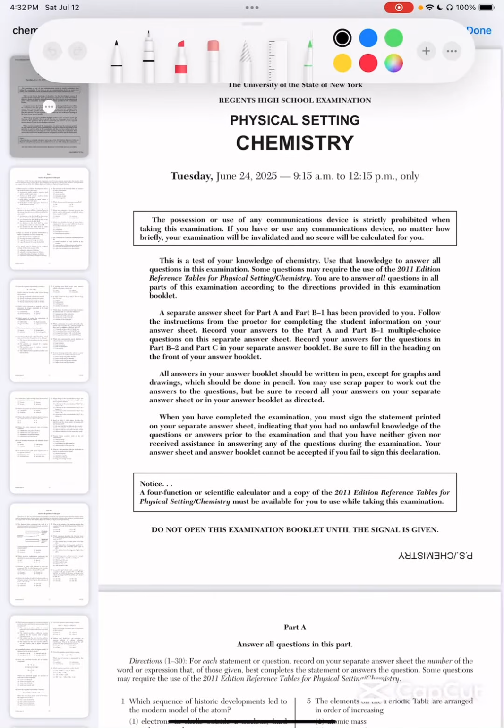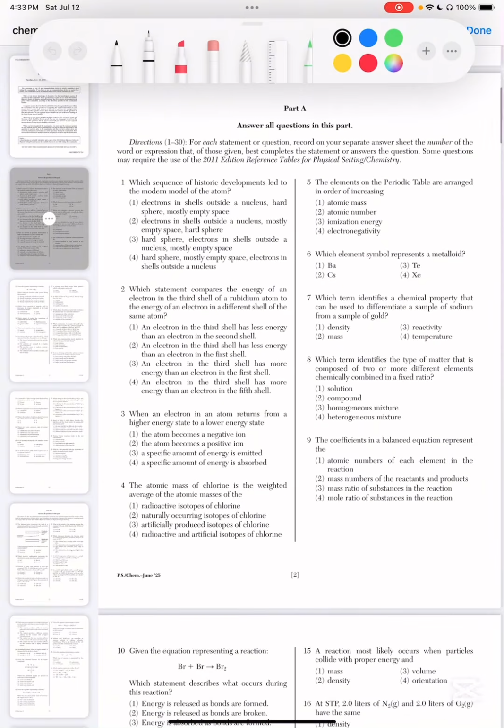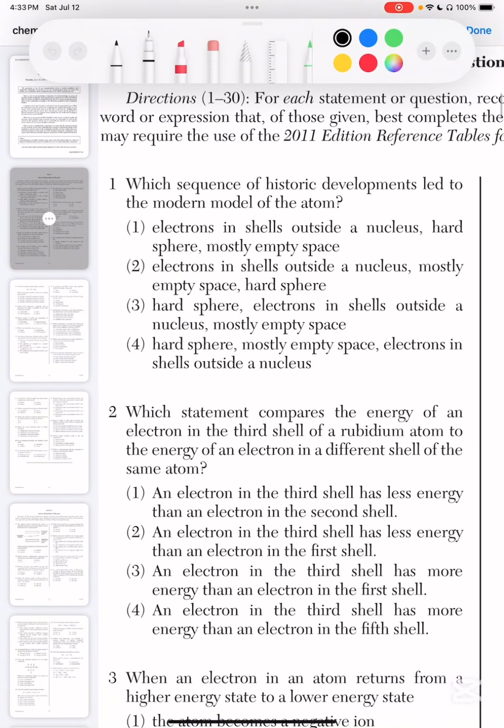Alright, hello there. I just noticed that the June 2025 exam was just released on the New York State Regents website. So let's see how the test was this time around. I don't know, because there's another one in August. So anyways, which sequence of historic developments led to the modern model of the atom?